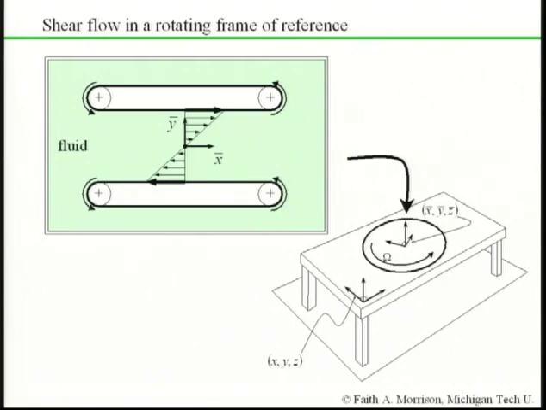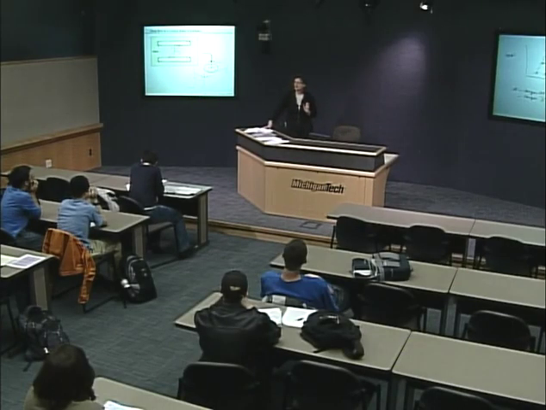This is an example that was devised by Bob Bird, in the book by Bird, Armstrong, and Hassager on dynamics of polymeric liquids. It's a way to demonstrate that there are some flows where, when you put in this model, the generalized linear viscoelastic model, and make a prediction, you get garbage. And the kind of flows that give you garbage are flows with a superposed rigid rotation.